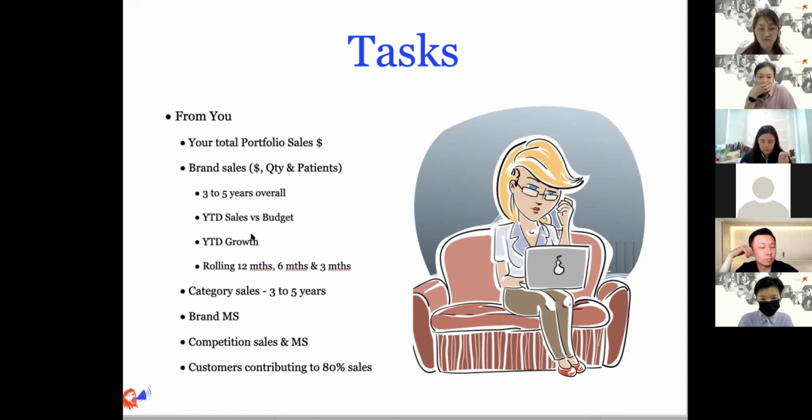And then, of course, the simple things are sales versus budget. You must know year to date, growth year to date. And then category sales for 3 to 5 years is coming from your IMS report. So you may have to search back your older IMS reports to get your 5-year data. Category sales mean what? Category means like antipsychotic, antidepressant. Yes, correct. So Resulti is what category? Antipsychotic.